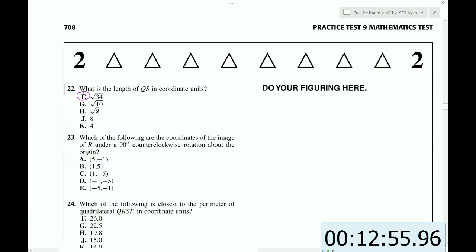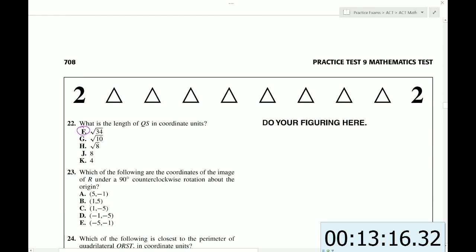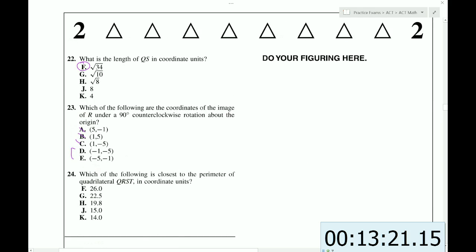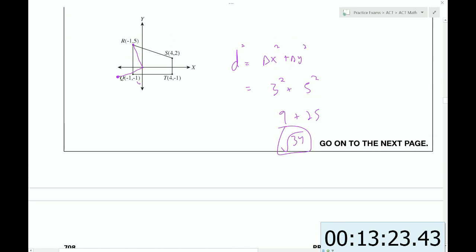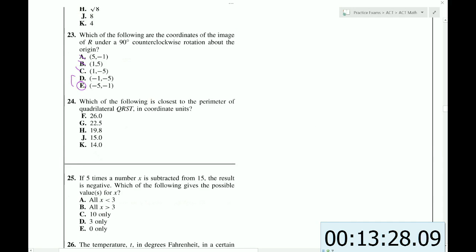Which of the following are the coordinates of the image of R under a 90-degree counterclockwise rotation about the origin? So point R, 90 degrees counterclockwise rotation about the origin. So we'd probably be somewhere out here. Okay, so we're looking at 2 negative coordinates for sure. And so it's either one of these two. And, well, it's certainly more over than it is up. So we'll go with -5 for the x.